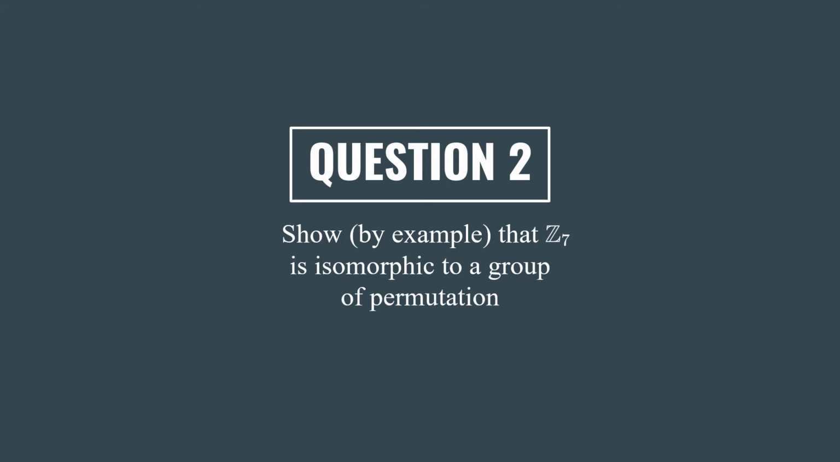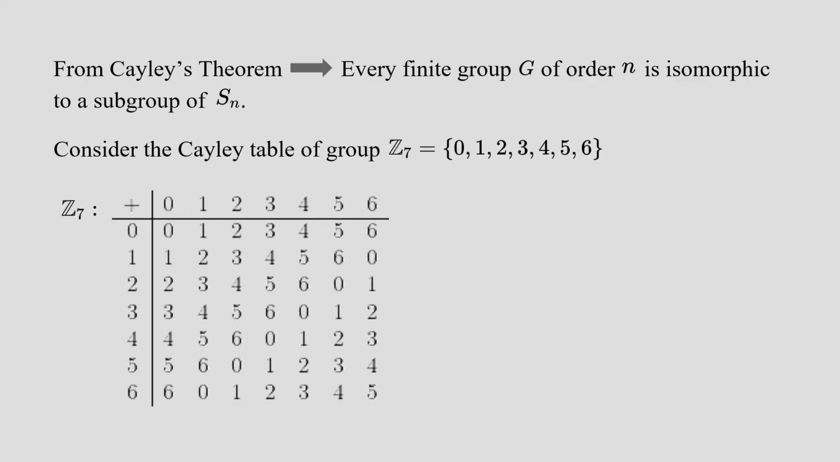Question 2. Show by example that integers modulo 7 is isomorphic to a group of permutations. From Cayley's theorem, we know that every finite group G of order n is isomorphic to a subgroup of the symmetric group Sn. First, we consider the Cayley table of the group of integers modulo 7 with elements 0, 1, 2, 3, 4, 5, and 6. We can see here the Cayley table for integers modulo 7. It is important to make sure that each element of the group appears once and only once in each row and each column of the table.